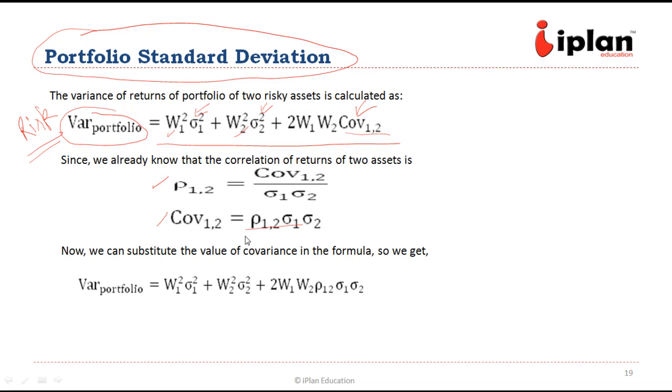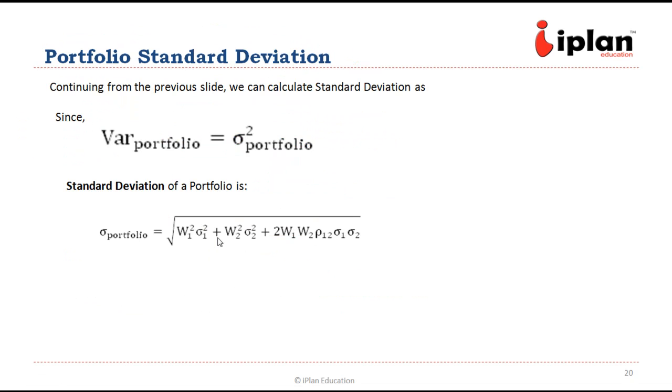From that, the value of covariance can be put in the formula. So it becomes this: correlation coefficient and standard deviations. Now if we want to calculate the standard deviation of the portfolio, we can just take the square root. This is the square root of the variance. So now let me explain the mechanism of portfolio standard deviation with the help of an example.